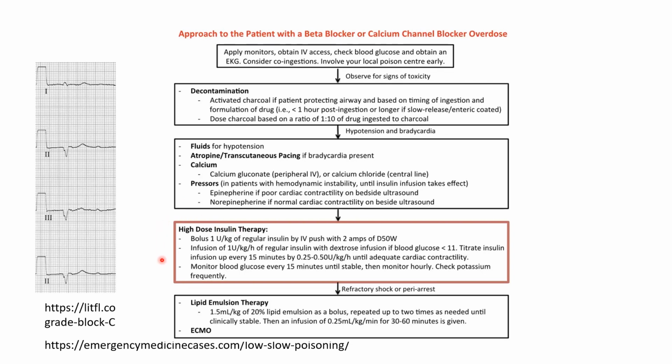Check up, and usually the main reason for this not working is not giving enough insulin. You have to give uncomfortably high doses of insulin for these patients. But check out the EM cases link if you want to go through this algorithm, it's interesting. If it's calcium channel blockers, you can give them calcium as well. But in general, it's high dose insulin that is the mainstay here, if not ECMO, because you cannot pace them. The heart is in hibernation.